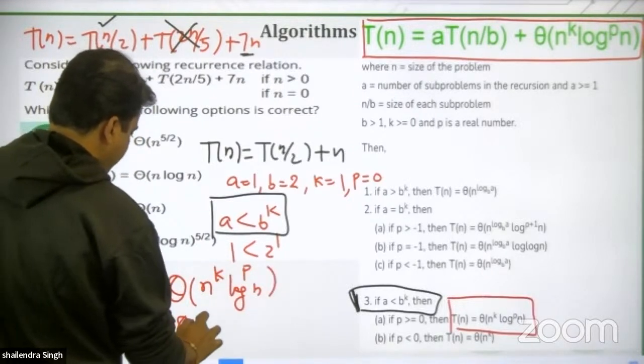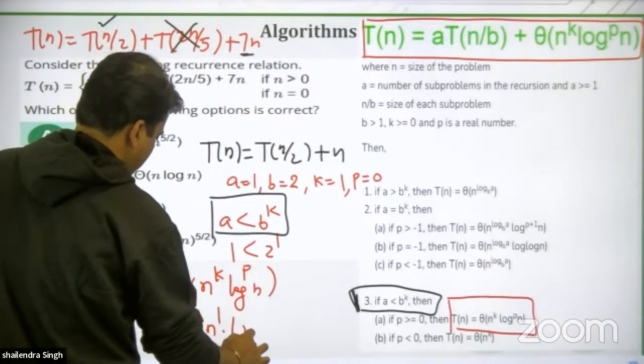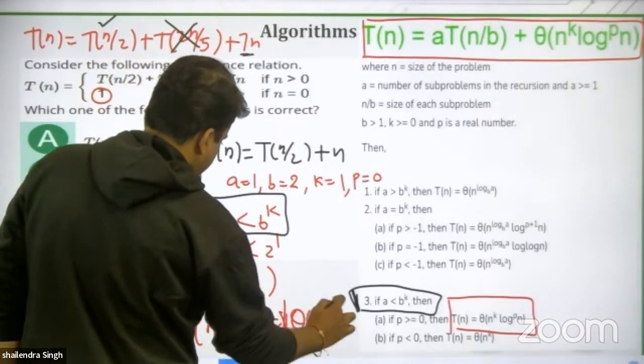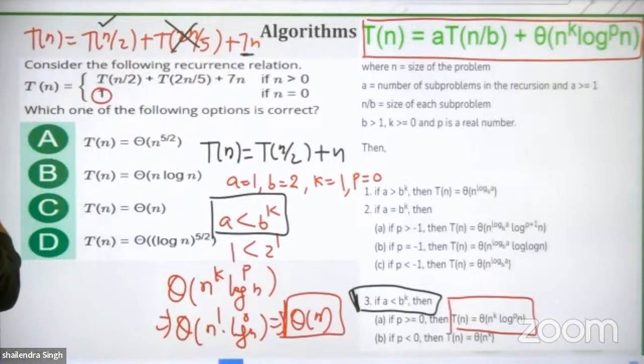So here n to the power k is 1 and log n to the power p is 0. So it will be theta of n. So what is the right answer? The right answer is C. C is theta of n. This is the correct answer.